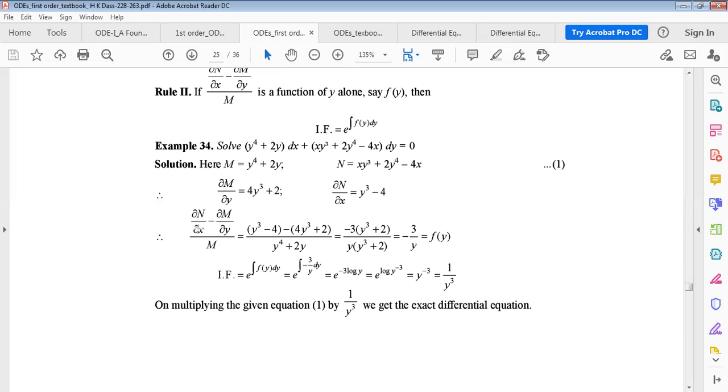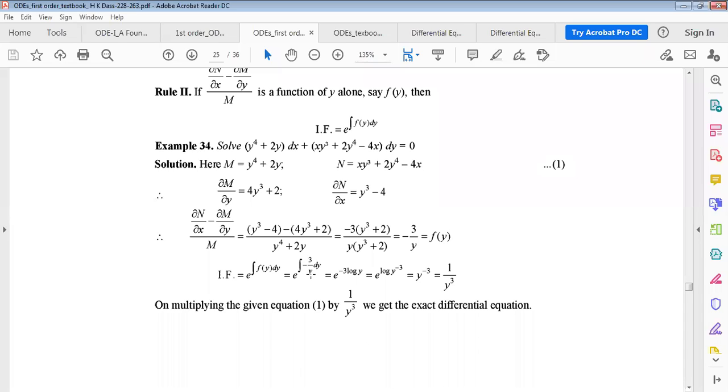This will be 0. Now applying this rule 2, del N by del x minus del M by del y, divided by M, will actually be a function of y, minus 3 by y. Okay, so what will the integrating factor be? e to the power integral of the function of y dy with respect to y, remember it. So what will the integration of minus 3 by y be? Using the formula for 1 by x, which gives log, it is minus 3 log y.